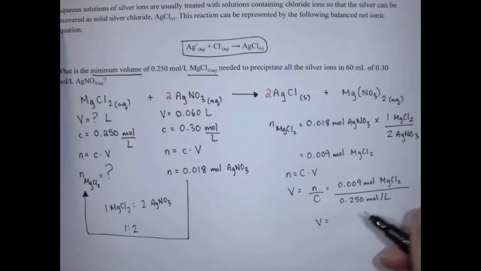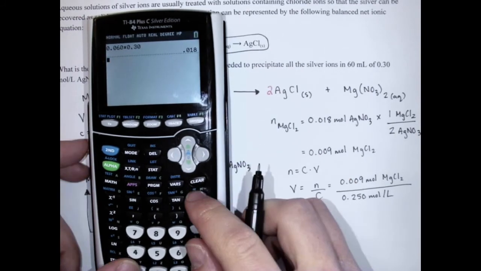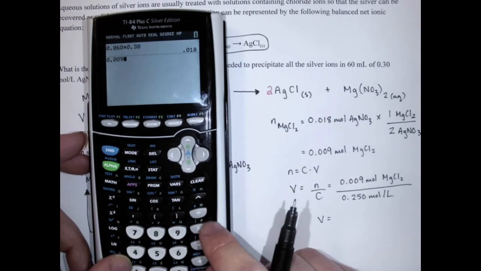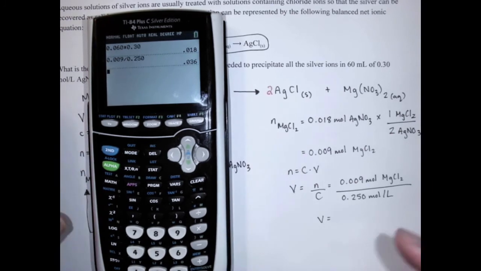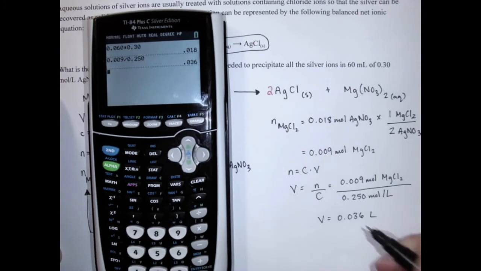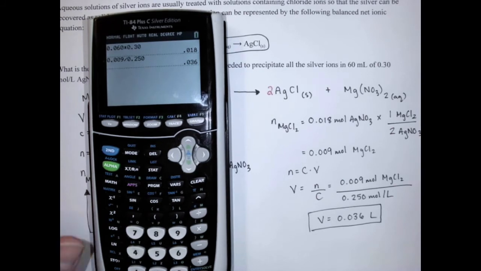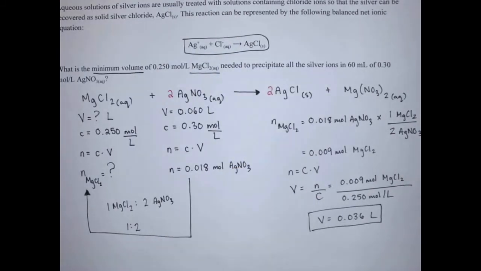And this gives us a volume of 0.009 divided by 0.250. We get a volume of 0.036 liters, or you could write it, that's 36 milliliters. And it looks like I'm only allowed to have 2 significant digits, so I'll just keep it like that. That's fine. Volume is 0.036 liters, or rather 36 milliliters. Okay?